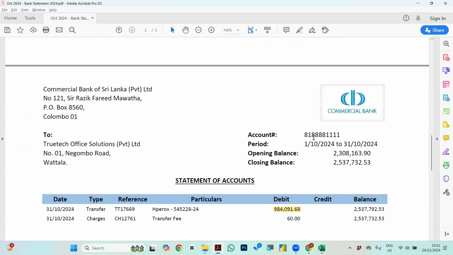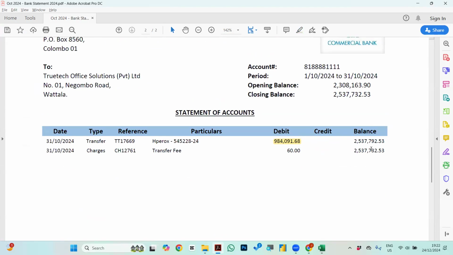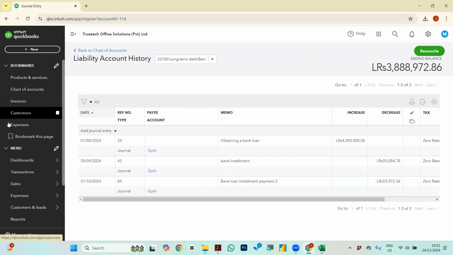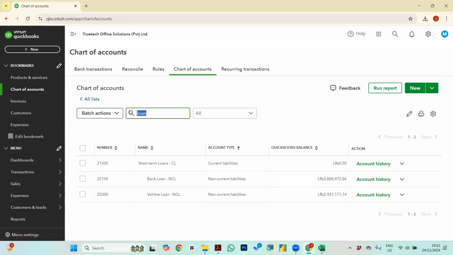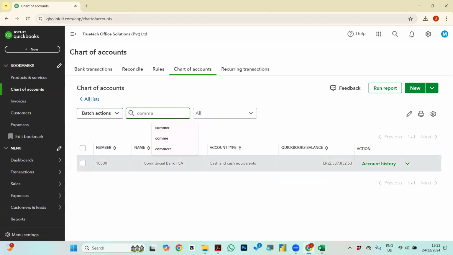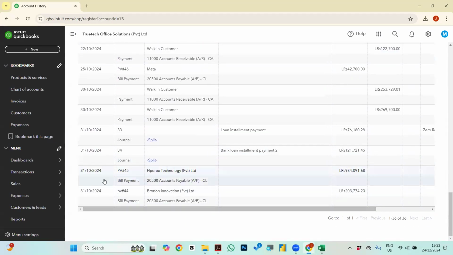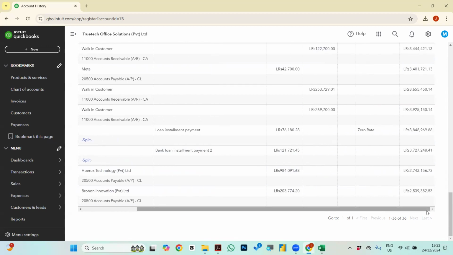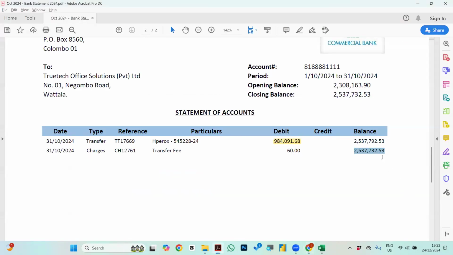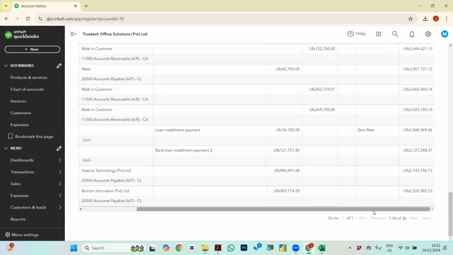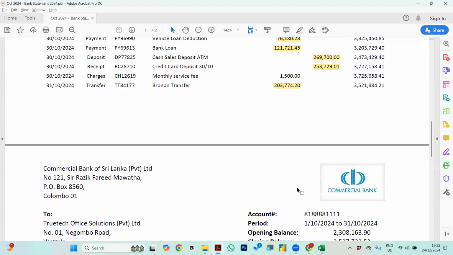Now, you remember we have recorded these two things as well. So with this, the bank account transactions are all done. Now, this is the balance. This should be the balance we see in the books as well. I'm going to go to chart of accounts, then commercial bank. Under commercial bank, I'm going to check what the balance is on the 31st of October, the last day. All right. So it says 2537732. What's the problem? There is a difference. We need to identify what happened in this.